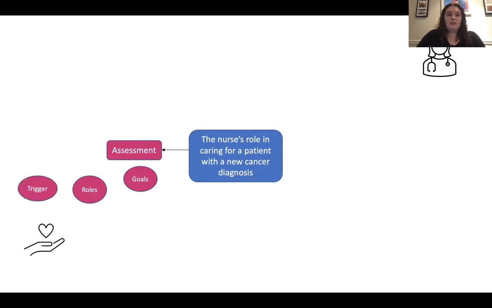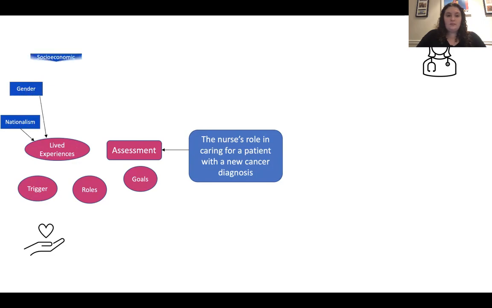Meleis states in her transitions theory there are 4 types of triggers. In the case of a patient with a new diagnosis of cancer, it could be a change in health or an illness situation. And finally, as part of the assessment, the nurse needs to discuss with the patient their lived experience and how this could affect their treatment. So this includes topics such as nationalism, gender, socioeconomic status, religion, and culture.